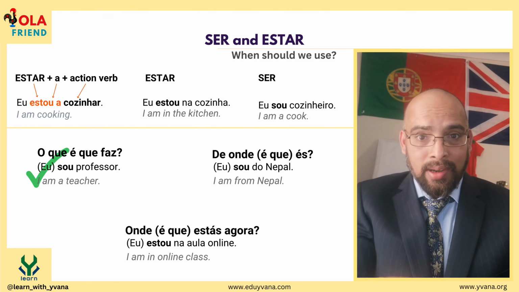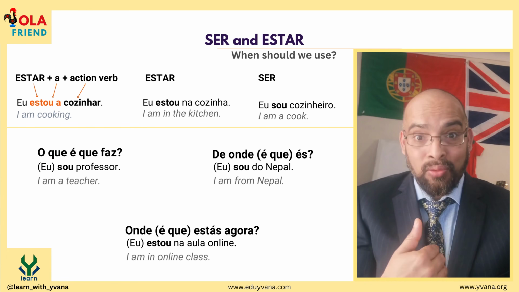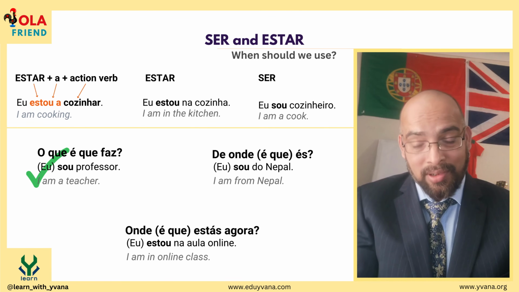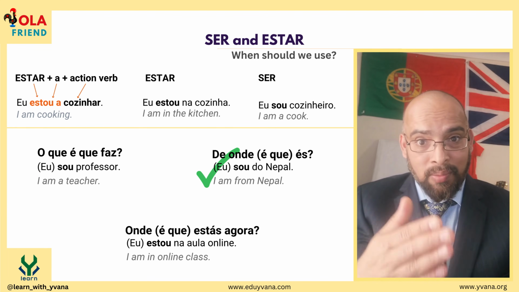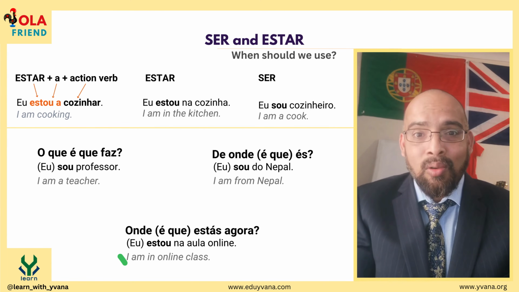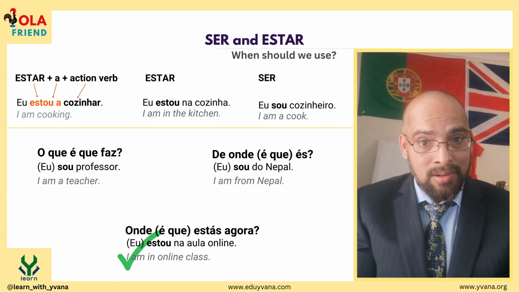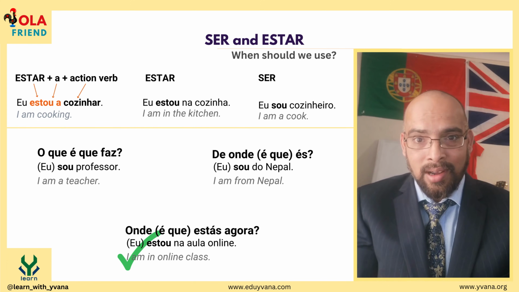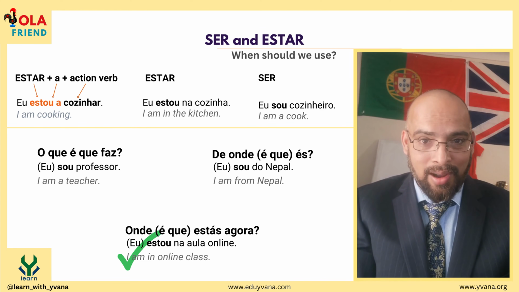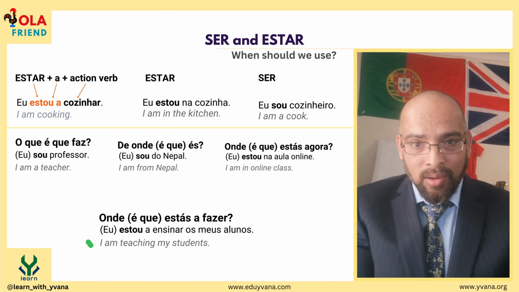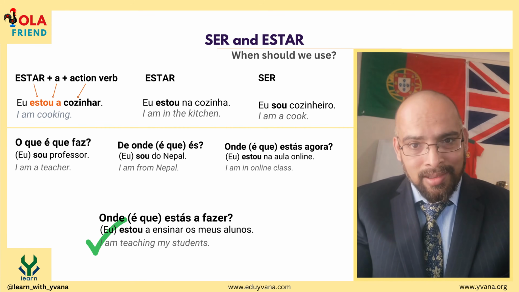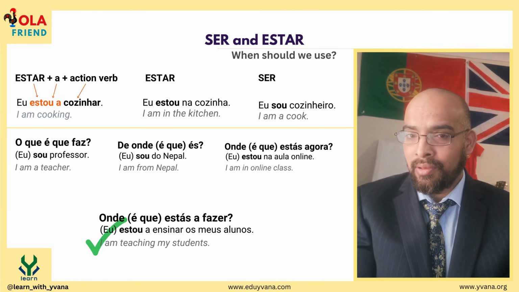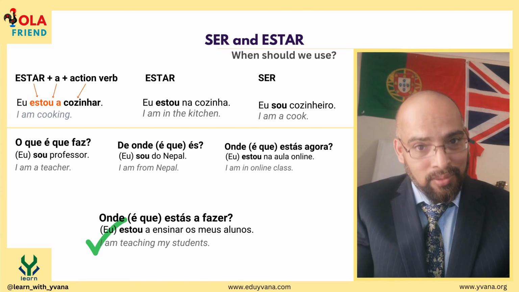O que é que faz? Eu sou professor. I am a teacher. De onde é que és? Where are you from? Eu sou do Nepal. I am from Nepal. Onde é que estás agora? Or, onde estás agora? Eu estou na aula online. I am in online class. O que é que estás a fazer? Eu estou a ensinar os meus alunos. I am teaching my students.